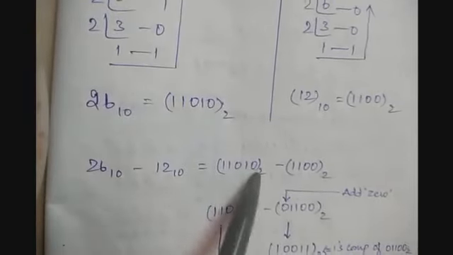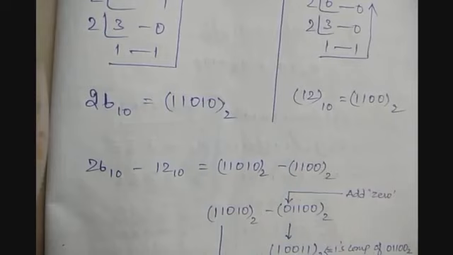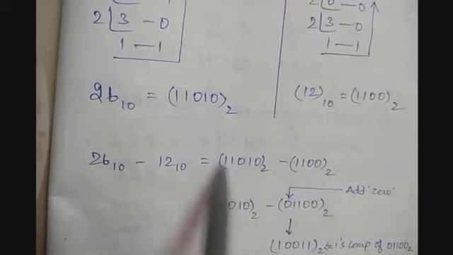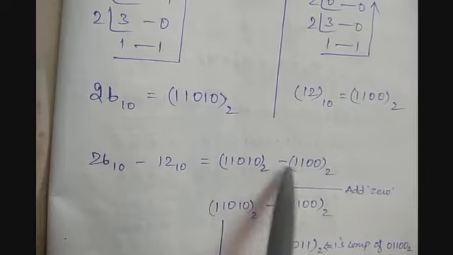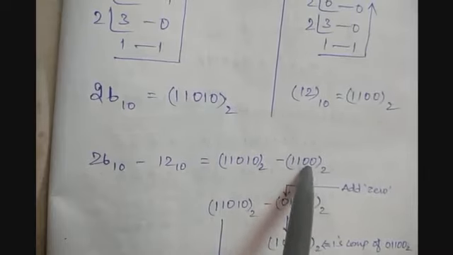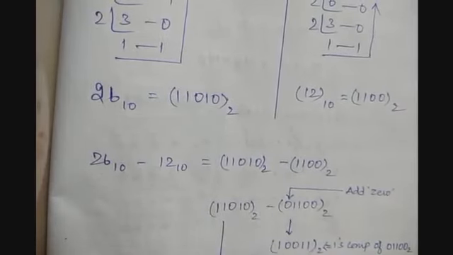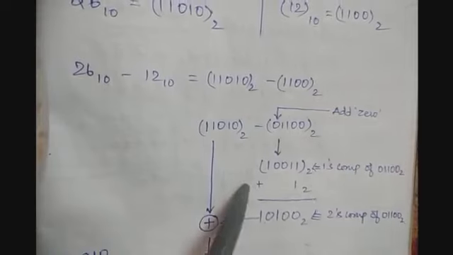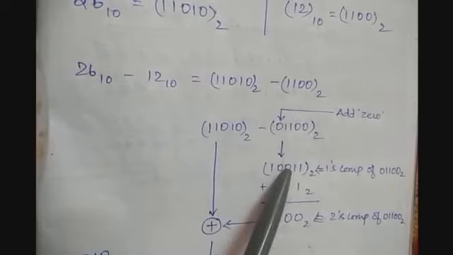So now we have the binary values 11010 and 1100, right? In these two numbers, you are going to subtract the second number from the first number. If you observe, compared to the first number, the second number has only 4 digits. So add a 0, then both are of equal length. Now calculate the ones complement of the second number. This is a case 1 type, because you are subtracting a smaller number from a larger number.